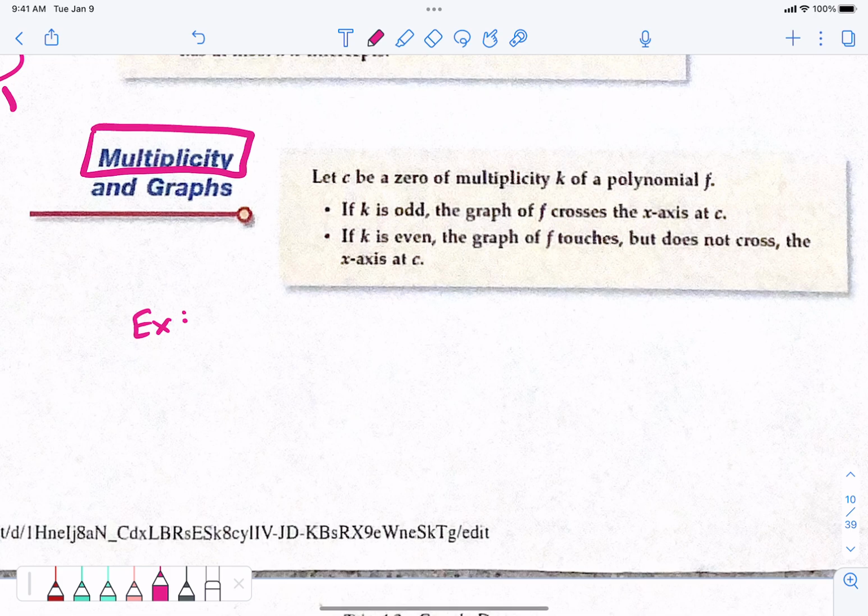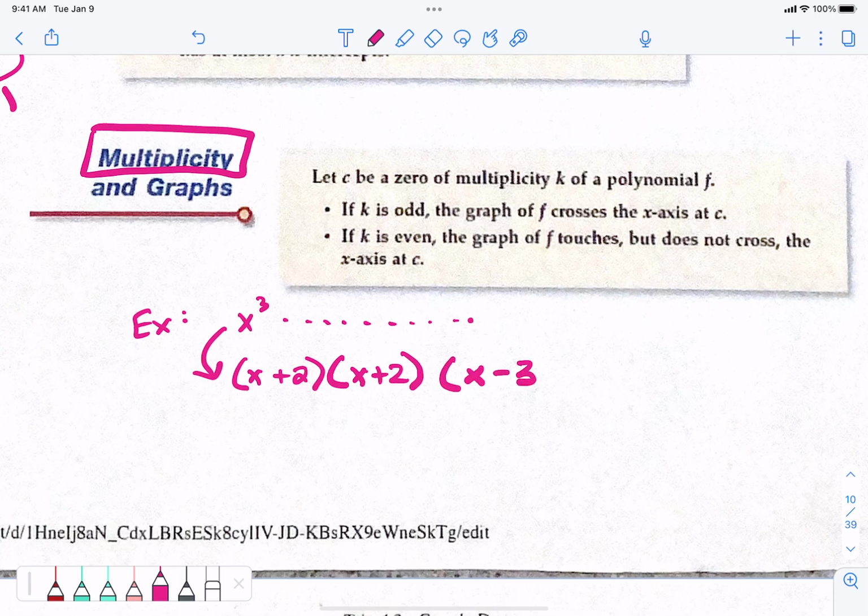I have a polynomial function that is x to the third and then more terms after it. And that x to the third power function breaks down into x plus 2 times x plus 2 times x minus 3, let's say. That's how that x to the third power function breaks down. So if I do all of the breaking down, I get that. Are you ready? You have to listen to this. This tells you a whole bunch of stuff about the graph.